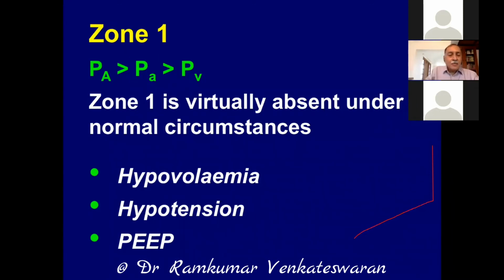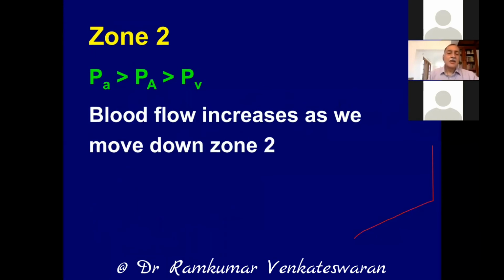And if you add on PEEP in that situation, it will become even more significant because PEEP essentially increases the alveolar pressures. So you are increasing P capital A, and therefore PEEP increases P capital A, hypovolemia and hypotension decrease the pulmonary arterial and pulmonary venous pressures, and therefore these three pathological conditions can result in an increase or the appearance of zone 1 in an individual. Now, blood flow increases as we move down from top of zone 2 to the bottom of zone 2, easy to understand.